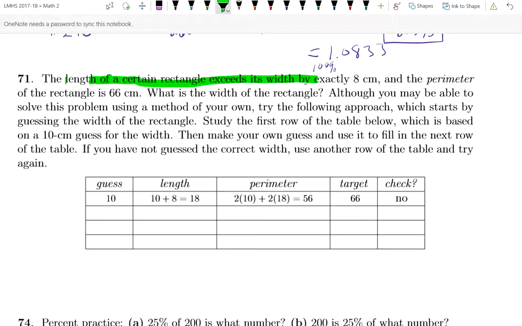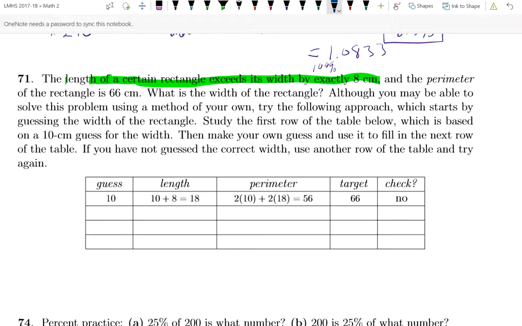The length exceeds its width by 8 centimeters, and the perimeter of the rectangle is 66. What's the width of the rectangle? Although you may be able to solve this problem by using a method of your own, try the following approach, which starts by guessing the width of the rectangle. Study the first row of the table below, which is based on a 10 centimeter guess for the width. Then make your guess and use it to fill the next row of the table. If you have not guessed the correct width, use another row and try again.